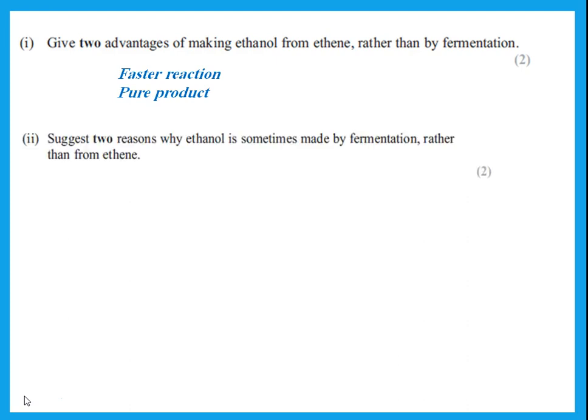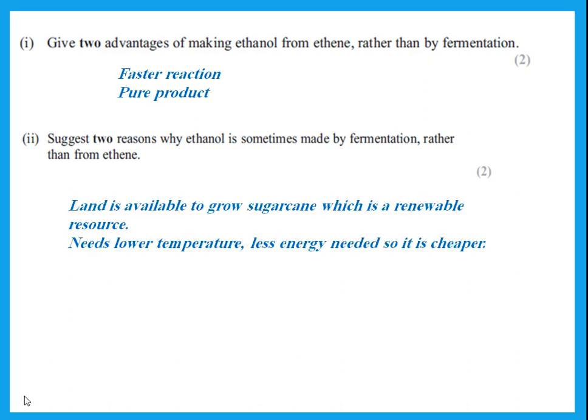So just two reasons why ethanol is sometimes made by fermentation rather than from ethene. So when will it be useful to make it by fermentation? When the land is available to grow sugarcane, and sugarcane is a renewable resource, so that's good for the environment. Needs lower temperature, so that means less energy is needed, that means it is cheap. So that's why we could make it by fermentation.